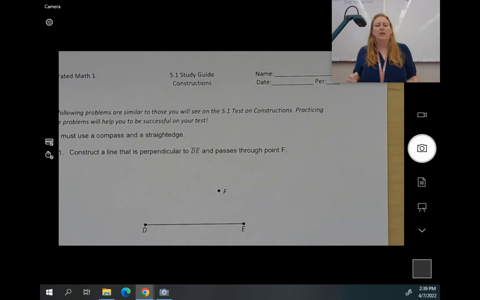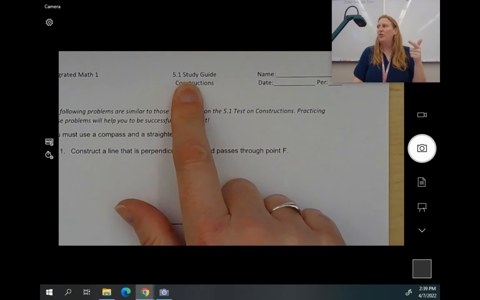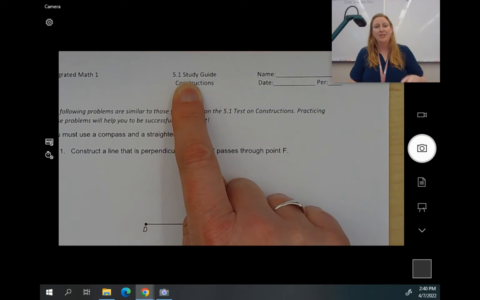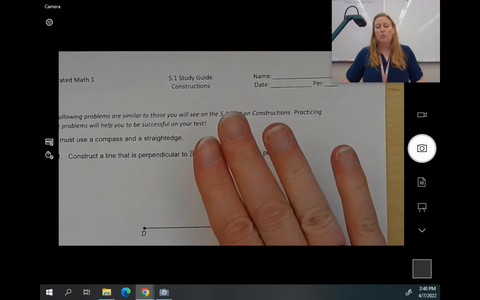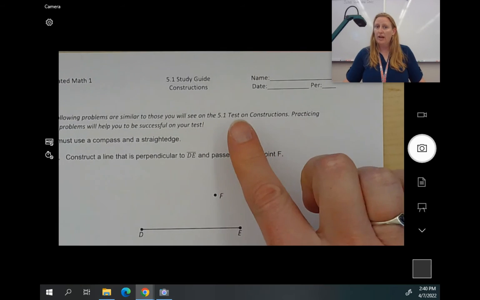Hello, Integrated Math 1, and welcome to our Unit 5.1 review. We've got our study guide today. This is what we're going to be going over. It shouldn't take too long. It's pretty short. But before you get started, you are going to, of course, want your study guide. You definitely want to have that with you.